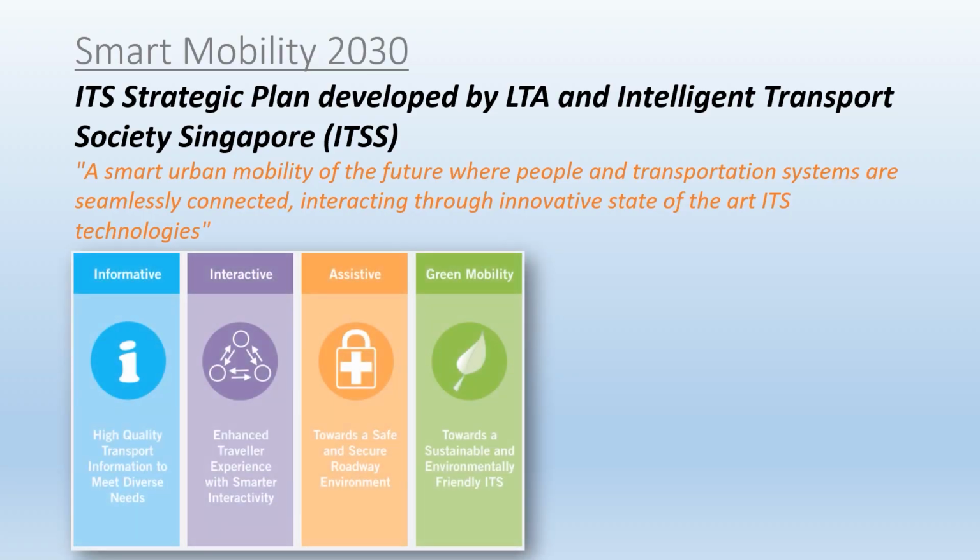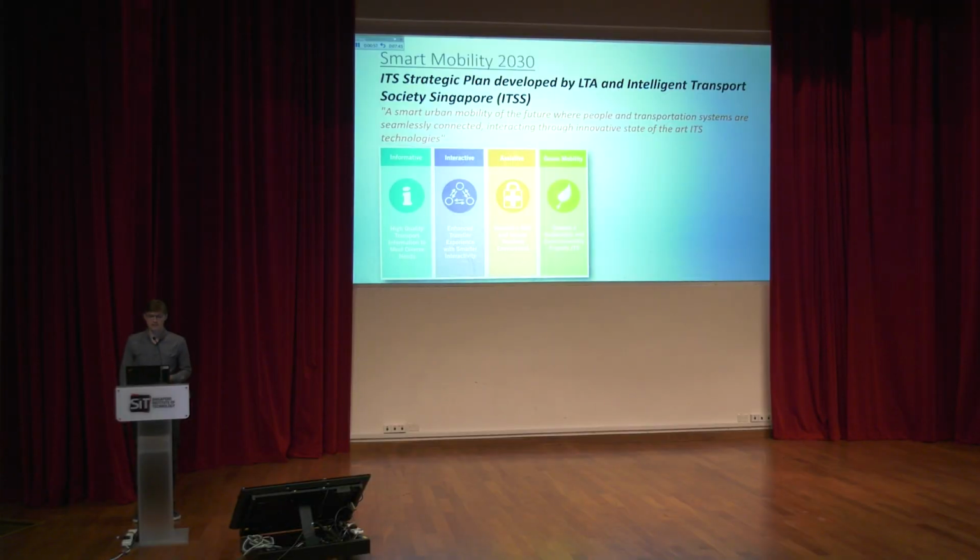And the Smart Mobility 2030 can be divided into 4 big pillars. So the new systems, the innovations should be informative, they should be interactive, assistive, and of course also consider green mobility. Right, in times of climate change, global warming, this is also a very relevant and important topic.